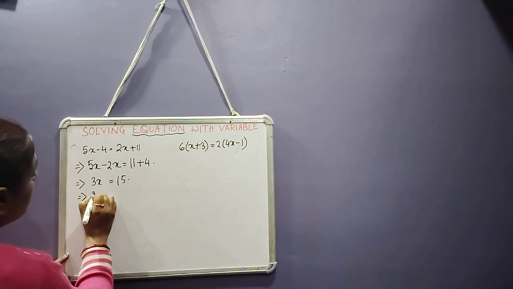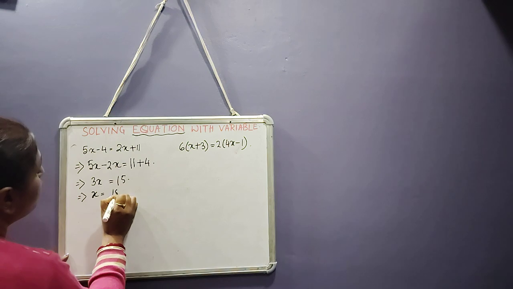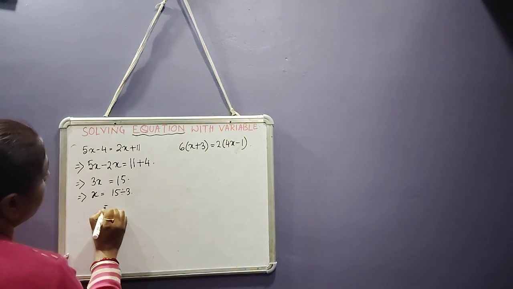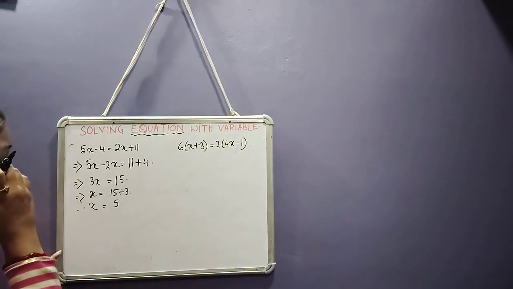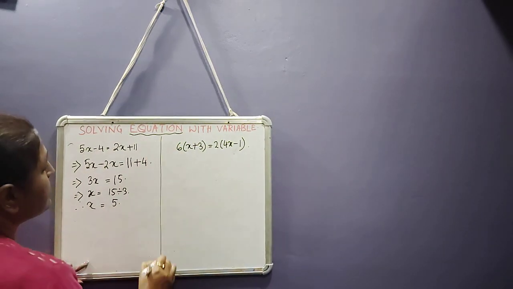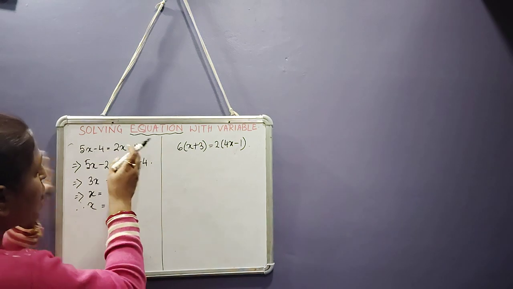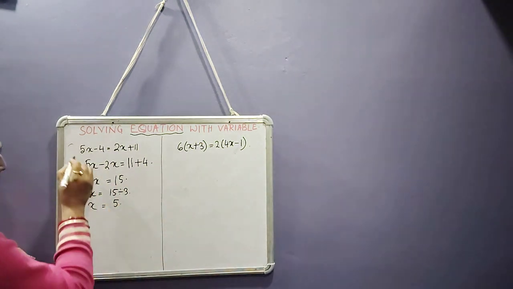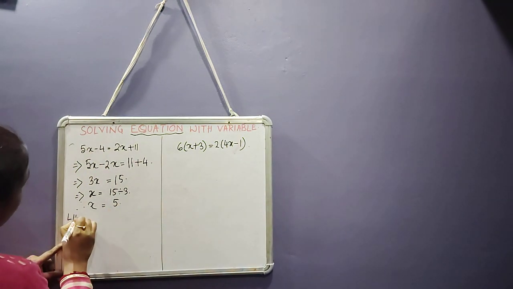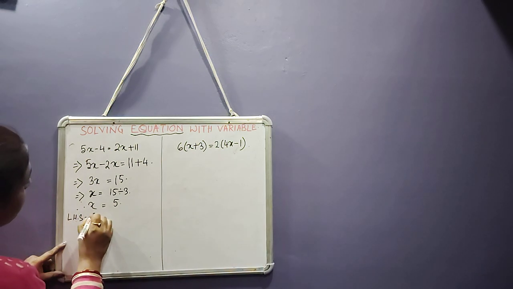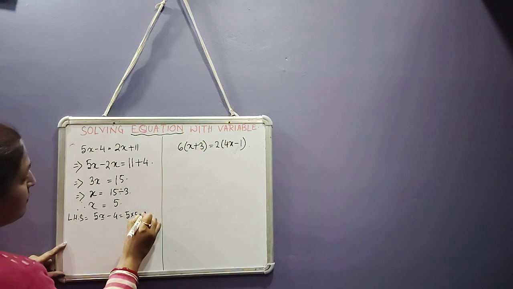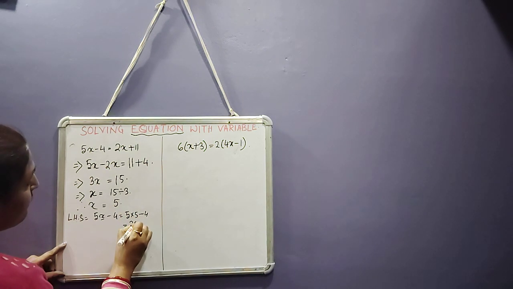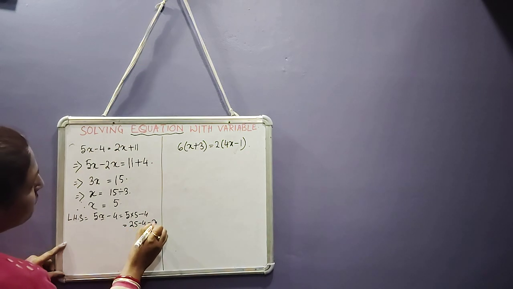Now, 3x is equal to 15. Divided by 3 is equal to how much? 3 fives are 15. Therefore x is equal to 5. Now how to check this one? Since this is an equation where you get variables on both sides, first you will take the left hand side and solve for it. So 5x minus 4 is equal to, in place of x we will write 5, 5 into 5 minus 4. 5 fives are 25, minus 4 is 21.